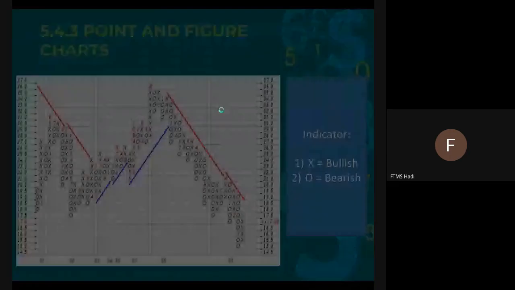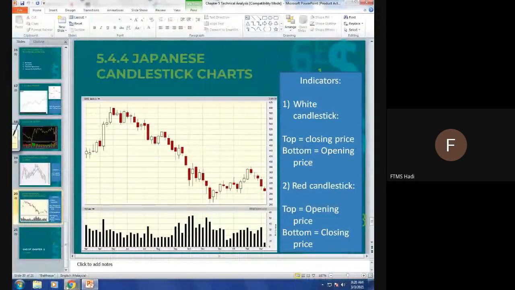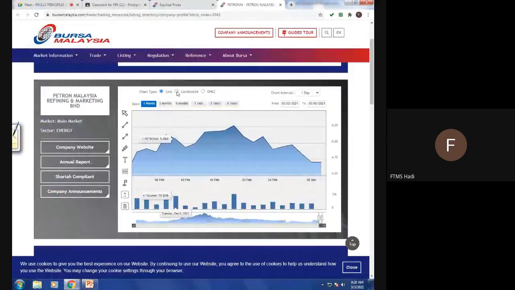And the last one, Japanese candlestick. They use a difference between white candlestick and red candlestick. Each candlestick represents a day. The top is the closing price, the bottom is the opening price. And then for the red candlestick, top is opening, bottom is closing. So you can analyze based on candlestick also. This one is a candlestick.